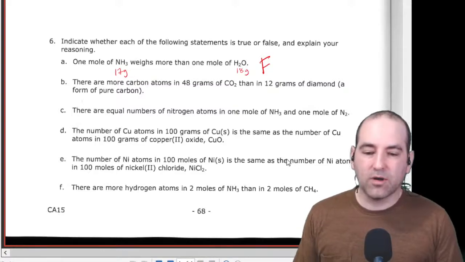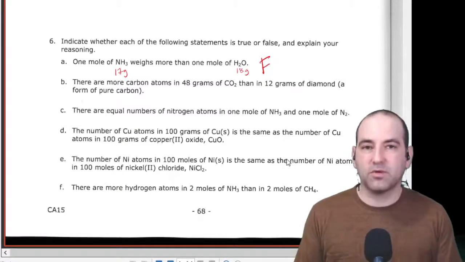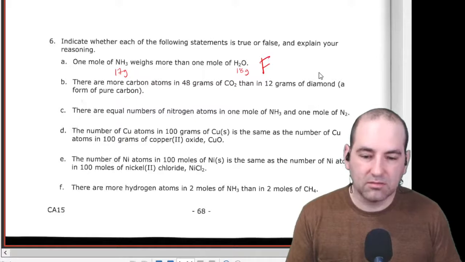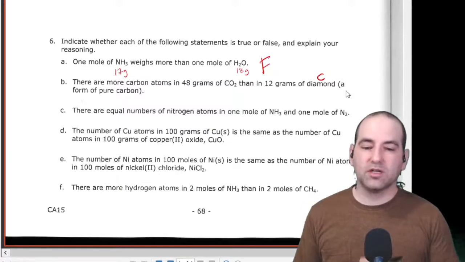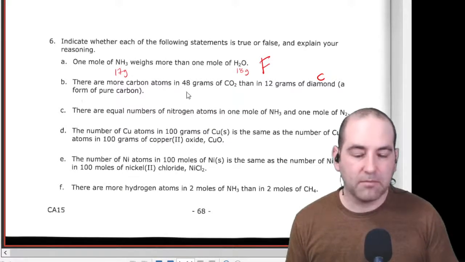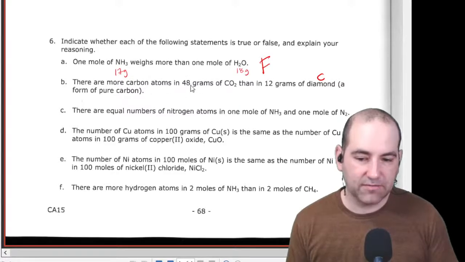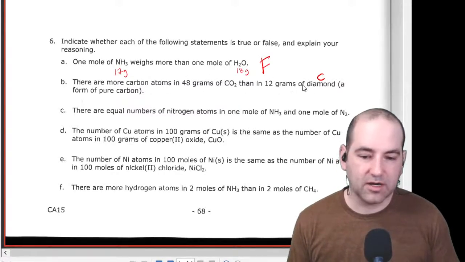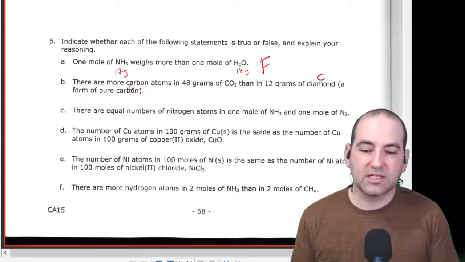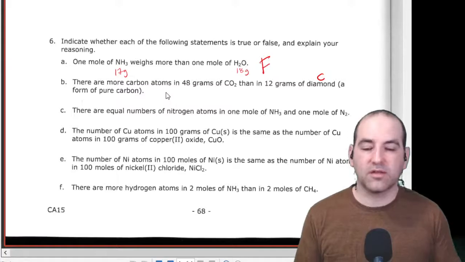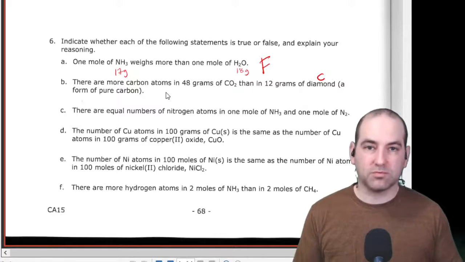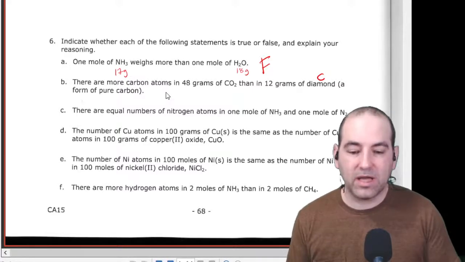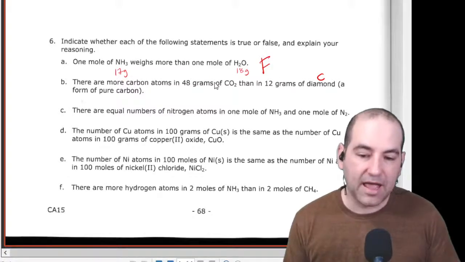All right, B. There are more carbon atoms in 48 grams of CO2 than in 12 grams of diamond, a form of pure carbon. The formula here is just going to be C. Now notice how the question is a little bit different here. There's clearly more mass in the carbon dioxide, 48 grams, versus 12 grams here. But that's not what the question is asking. The question is asking us to count the carbon atoms. So are there more carbon atoms in this one or in this one? To do that, we have to convert to moles because that's how we count. We've got a weight and we can turn it into a count.